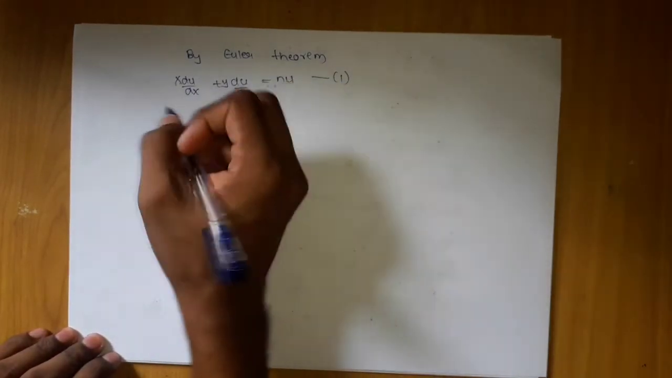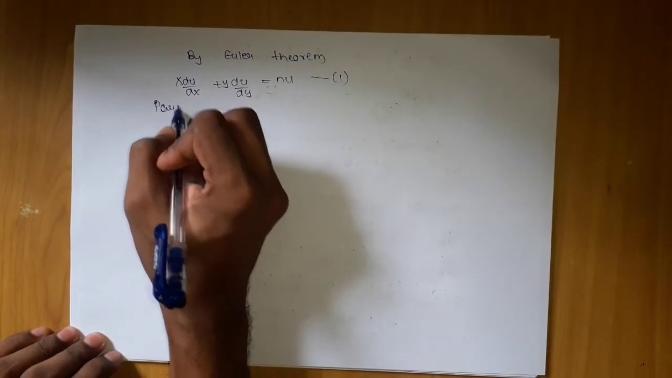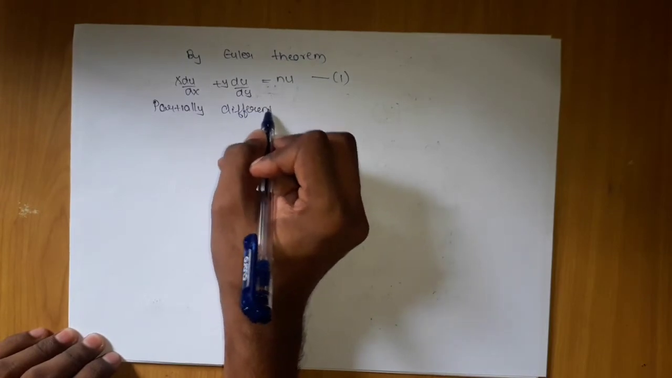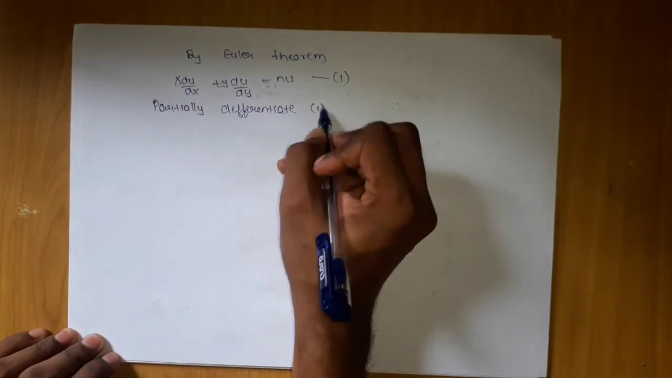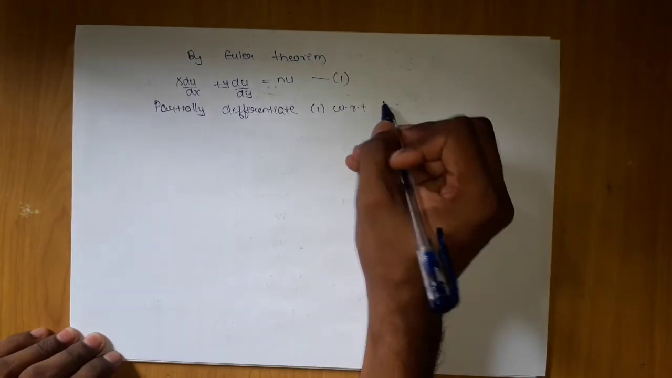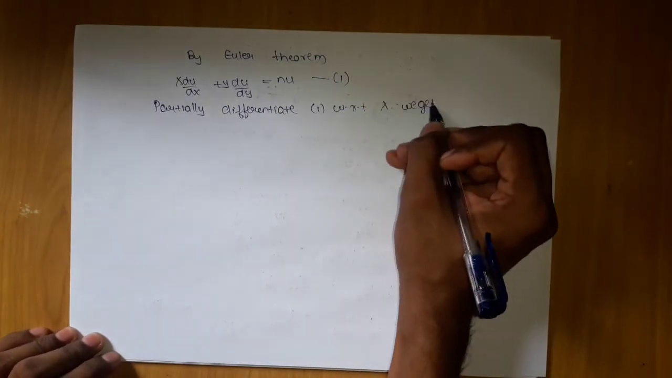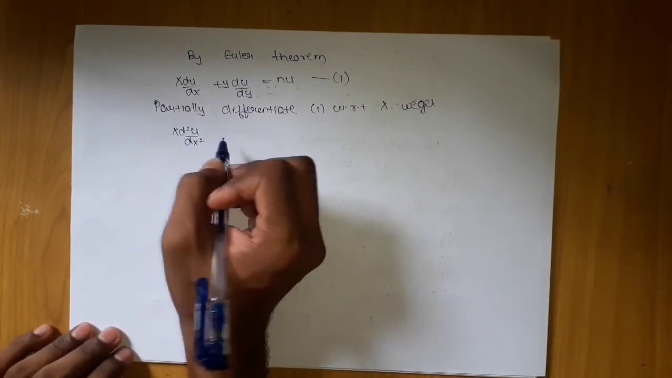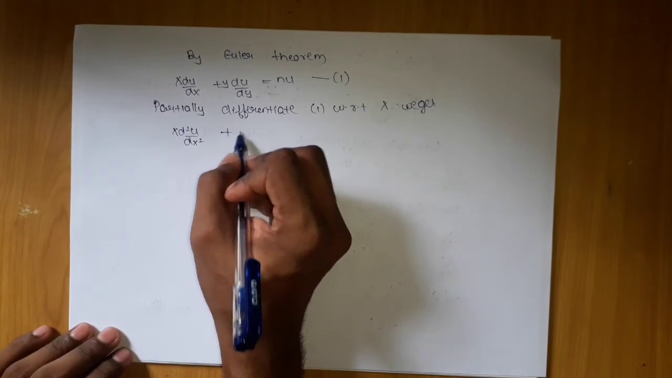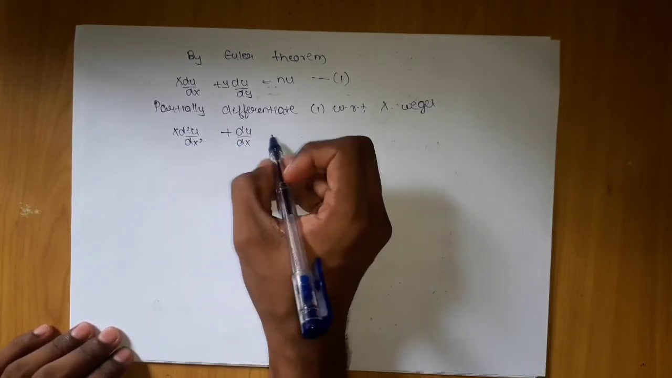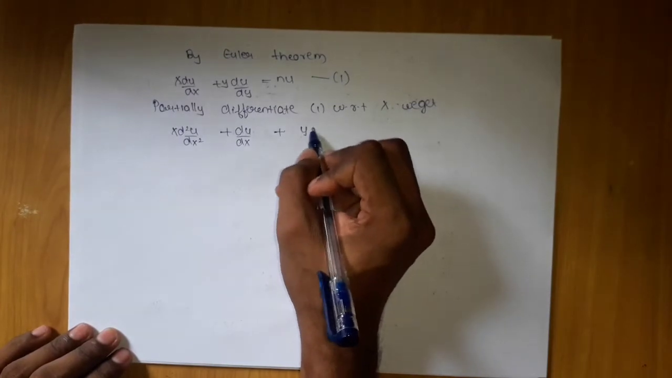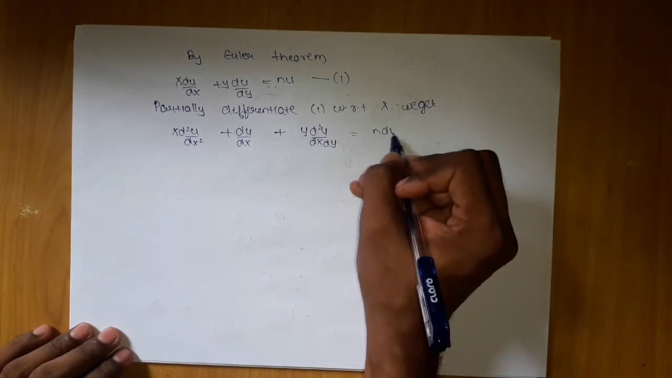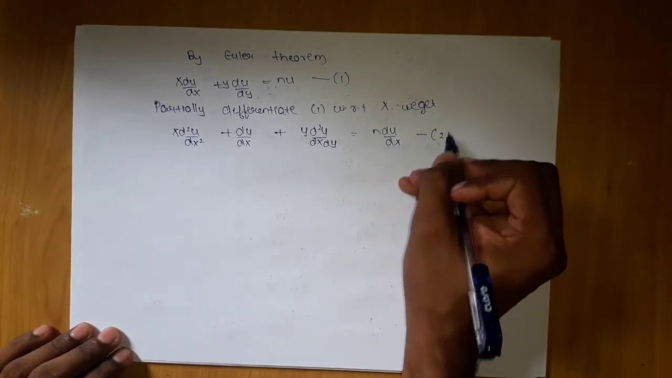I know this. If I partially differentiate this with respect to x, what are we going to get? x ∂²u/∂x², then ∂u/∂x by the UV rule, y ∂²u/∂x∂y, right, and n times ∂u/∂x. This is our second equation.